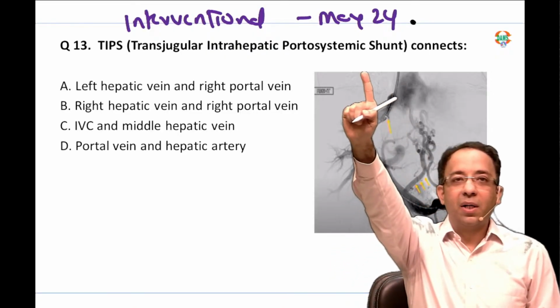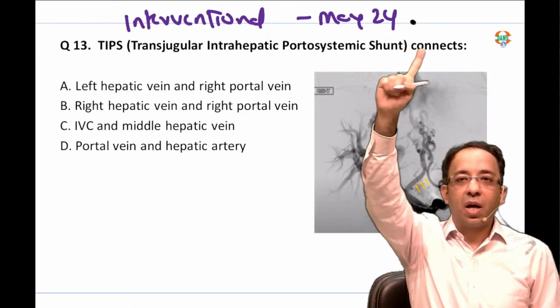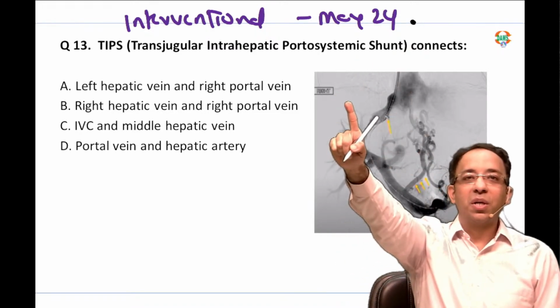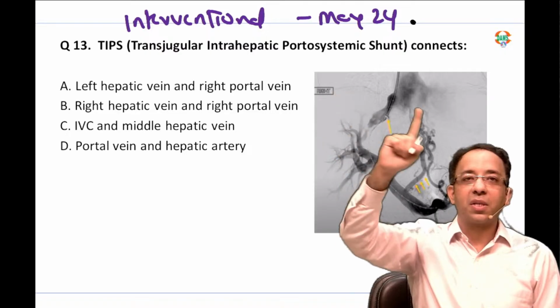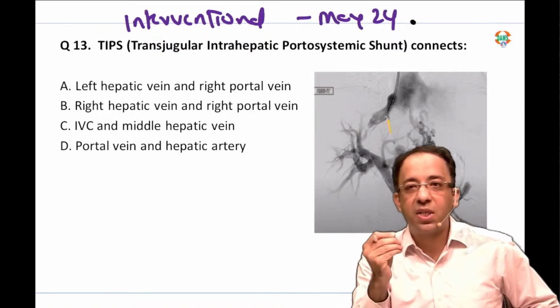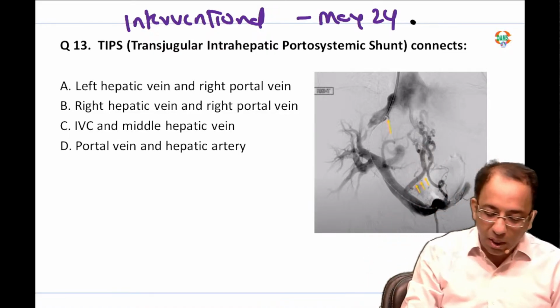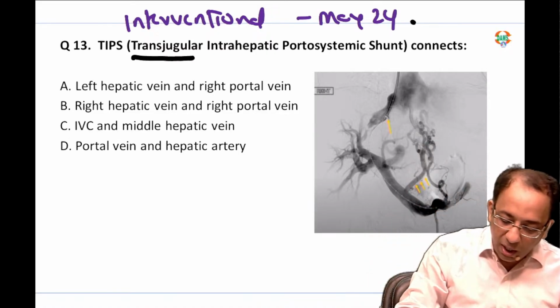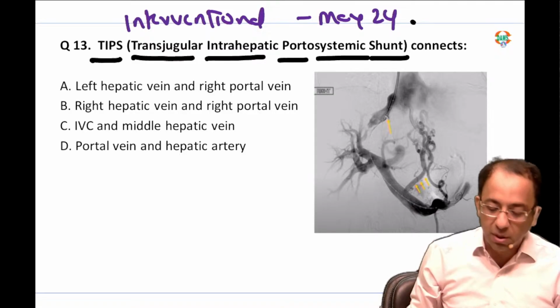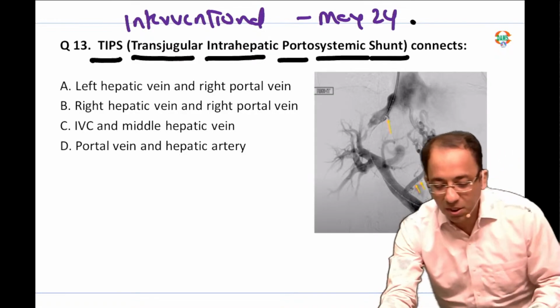I am predicting GI intervention. Remember in your medicine class, portal hypertension. For portal hypertension, for variceal bleeds, we are now creating a transjugular intrahepatic portosystemic shunt, which is called TIPS. And my prediction is, this is TIPS.